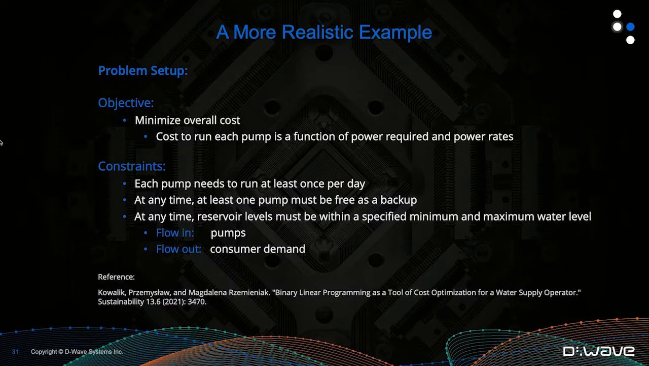And then the last constraint, this is the new one that's a lot more complex, where we have a starting reservoir level and a minimum and maximum allowed level. We need to make sure that at any time of day the reservoir level is within that specified range. So you need to balance the flow in from the pumps and the flow out of consumer demand for each hour rather than for the whole day as we did in the simple example. And so this gets a lot more complex.